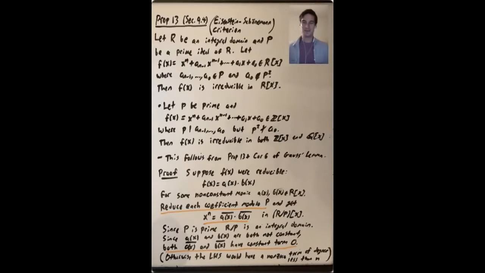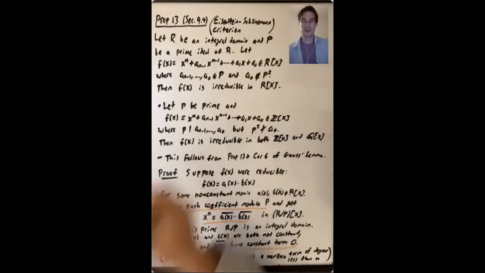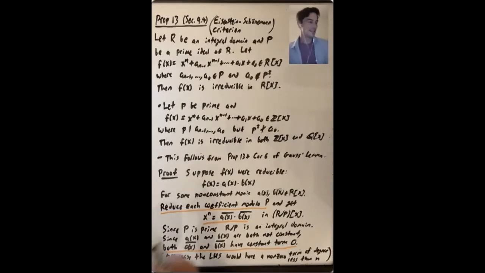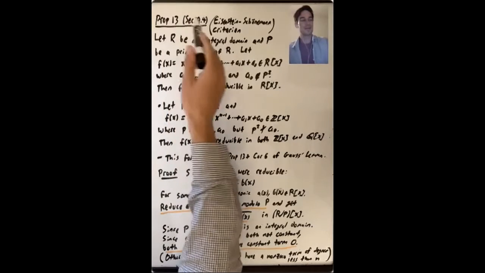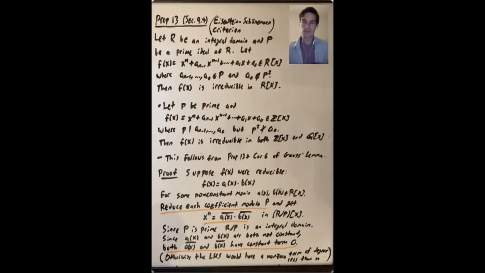In the last video of this lecture, I want to talk about a result that's really useful at showing that polynomials are irreducible. This is usually referred to as Eisenstein's criterion, but Dummit and Foote point out that really it can be found in earlier work of Schoenemann. So they call it the Eisenstein-Schoenemann criterion, but from now on I'll probably forget and almost certainly refer to it as Eisenstein's criterion. So this is proposition 13 in section 9.4.